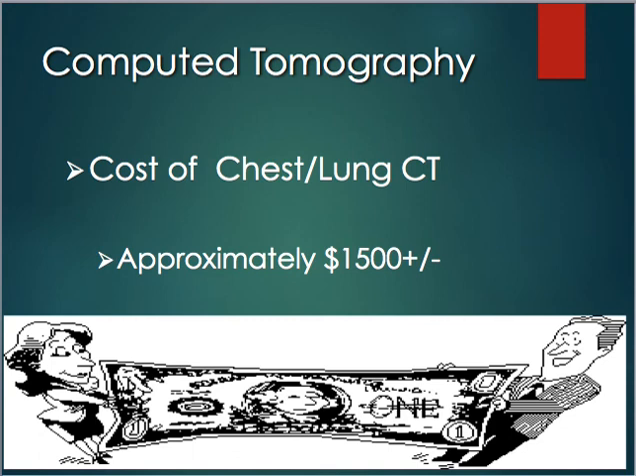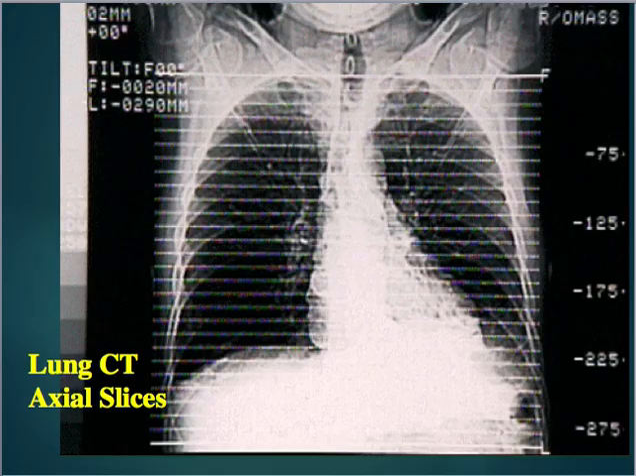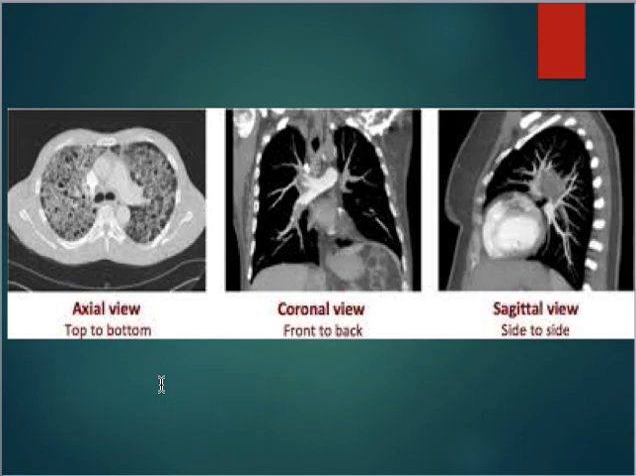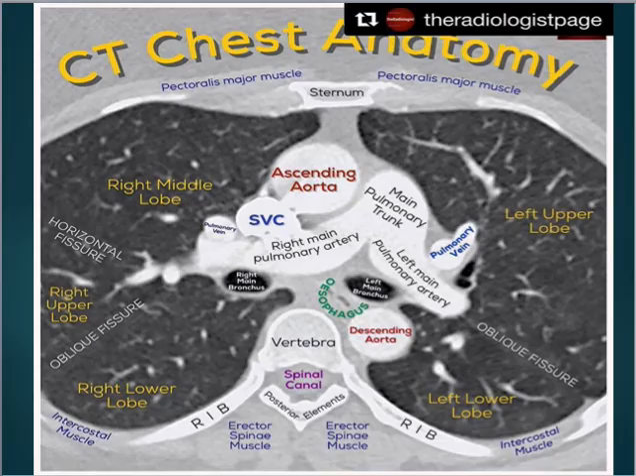The cost of a chest CT is the same as a head CT, about $1,500. Again, pretty expensive, especially compared to a chest x-ray. This is that scout image where you can see where they're going to take all of the slices. It's very important to make sure that you're getting the entire lung field on a chest CT. And these are some of the different views. You've got the axial view from top to bottom, coronal view front to back, and sagittal view from side to side.